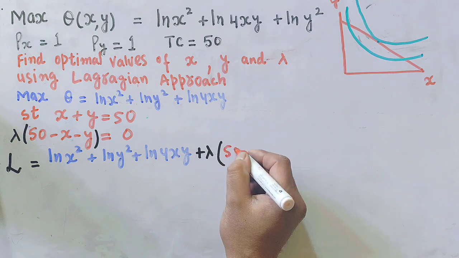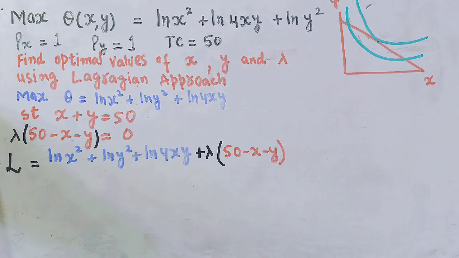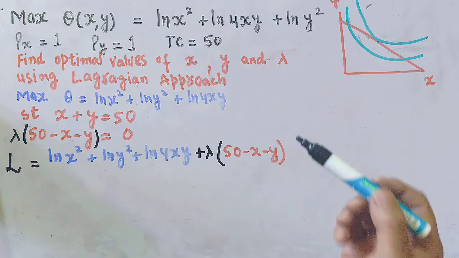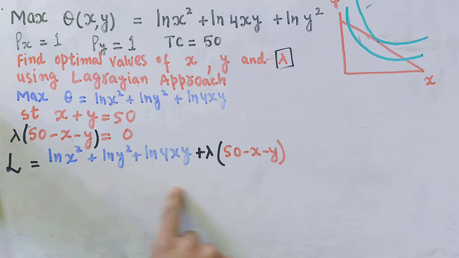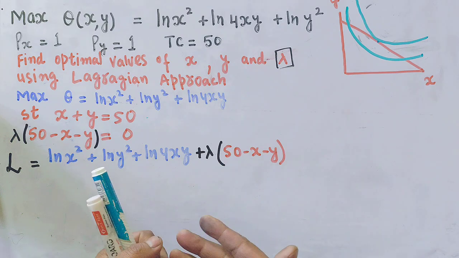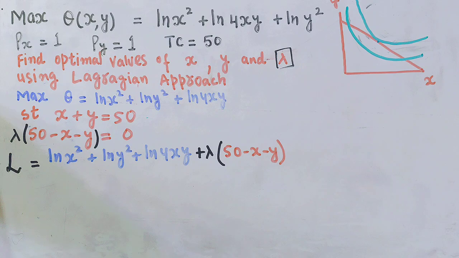So then we have 50 minus x minus y. This is our Lagrange's function. Now to find out the optimal values of input x, y, and the value of this lambda, what we do is partially differentiate this Lagrange's function with respect to x, y, and lambda simultaneously and set them equal to 0. Okay, so what is the first step?